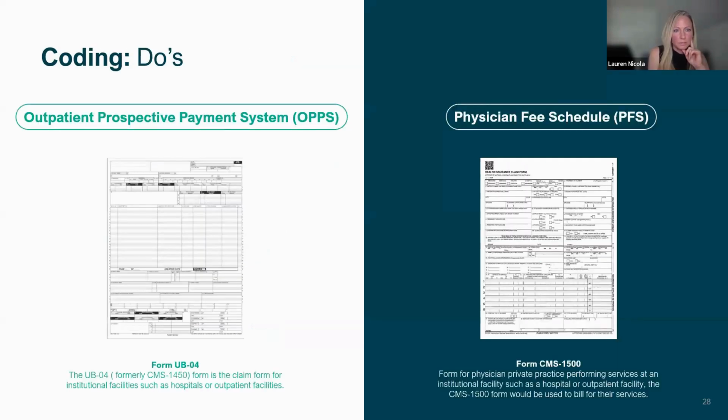Next slide, please. Okay, so a few coding do's and don'ts. This is just a picture of what the form looks like. Most of these are electronic now, but on the hospital outpatient prospective payment system side, again, this is for facilities and hospitals and outpatients that are affiliated with hospitals. The form looks like this. On the right-hand side, you'll see the physician fee schedule form. So that is used for if a physician owns an office and is billing the procedure as part of their office services, or if the physician is billing the work component separate from the technical component.